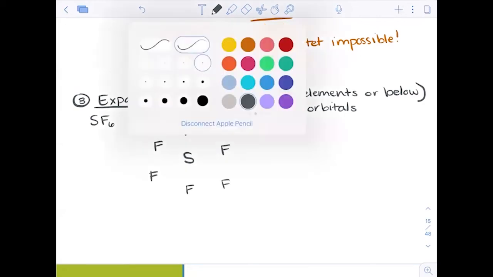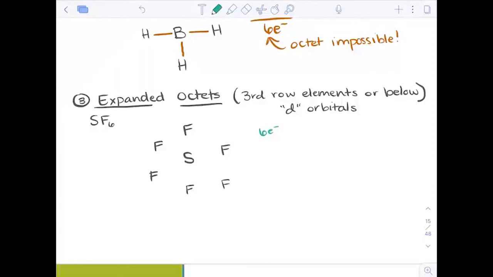But what we see here, when we count up the valence electrons, is that we get a ridiculous amount of valence electrons. And so technically, the total number of valence electrons here is 48. We'll see quite a lot of dots. Now, fluorine is in row 2. Fluorine can never expand his octet.